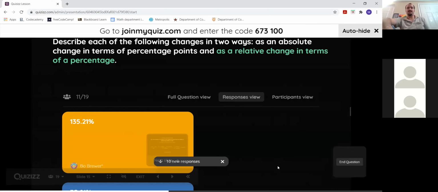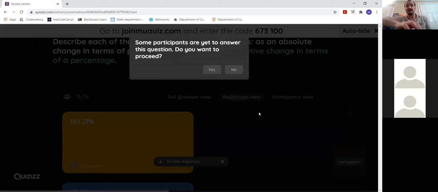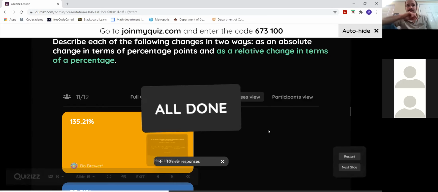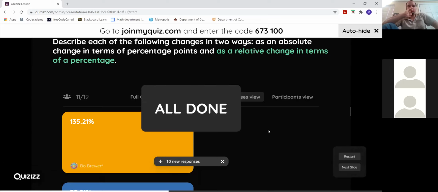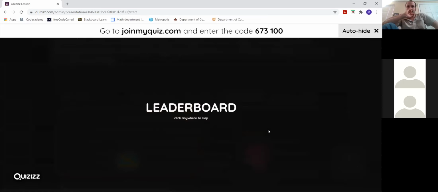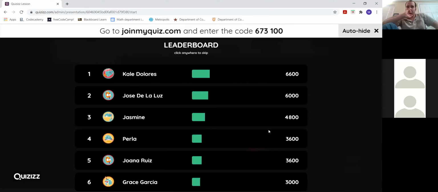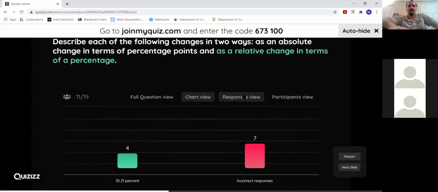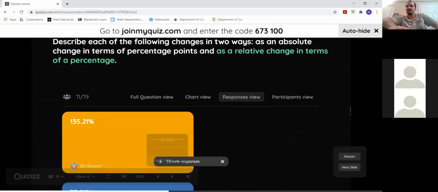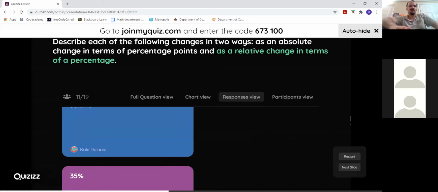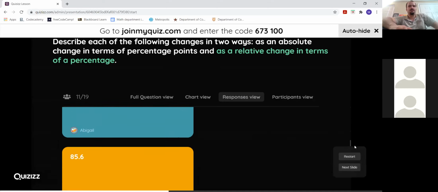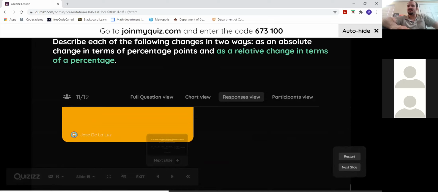We have done enough of these. If you're not getting what the difference is between absolute change and relative change, then now's definitely the time to ask and get that down. Okay, should be 35.21%. Is that what you're saying? 135. All right, so it looks like maybe just some of it's rounding.